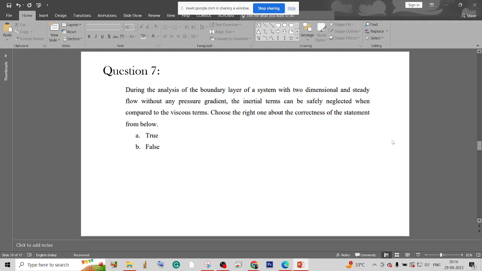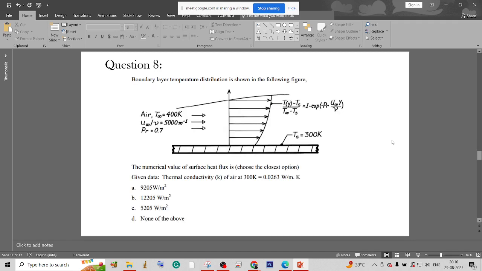Now we have one more problem. Just one second. Yeah. So the boundary layer temperature distribution is shown here. The temperature profile is also given here: (T(y) minus Ts) upon (T infinity minus Ts) is equal to 1 minus exponential of minus Prandtl number times U infinity y upon nu. The numerical value of the surface heat flux we have to find out.